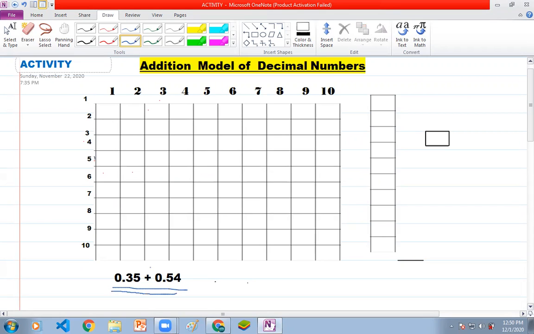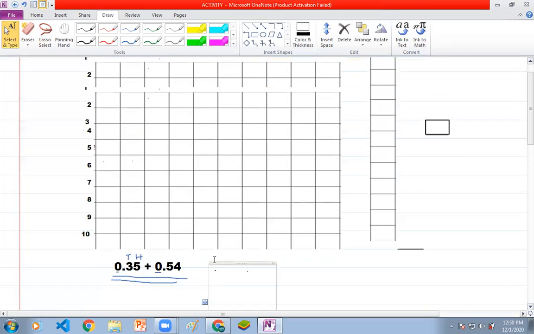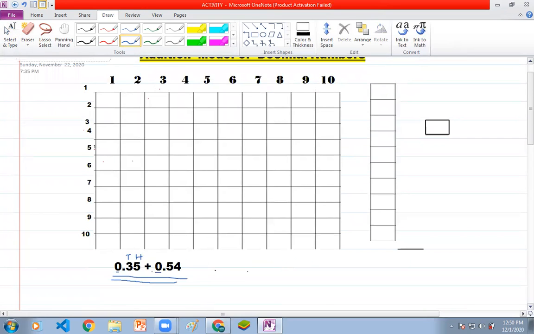0.35 and 0.54. If I start reading the places, I see that 0 is a whole number over here, 3 is in the tenths place, and 5 is in the hundredths place, right? Similarly, we have a second number which we have to add to the first one. In that one, 0 is a whole number, and the digit 5 is in the tenths place and digit 4 is in the hundredths place. So let's add it.